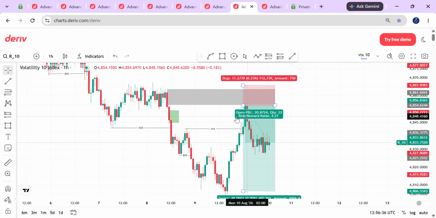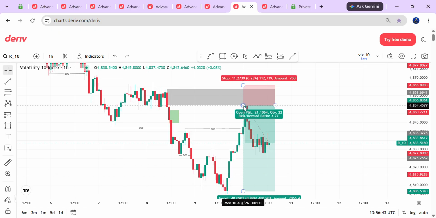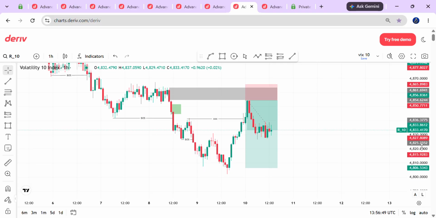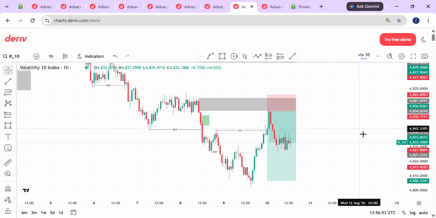Now what happened? I patiently wait for the market to come down to that zone that caused that break of structure. It taps into my zone and starts moving in my direction. Now this is a live trade. I'm in profit right now, as you guys can see.